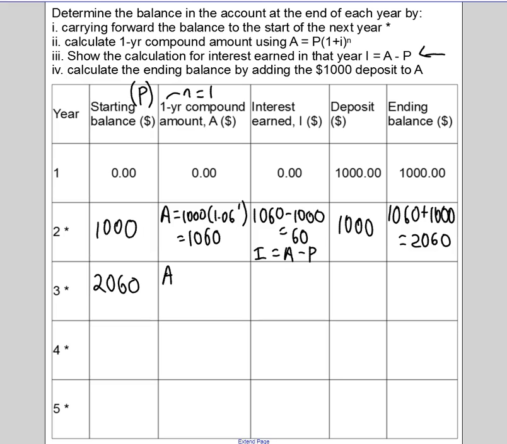It's going to earn interest according to the compound interest formula. Now our principal has grown considerably. 6% is applied to that for 1 year, and we can calculate the remainder of this annuity table in the same fashion.